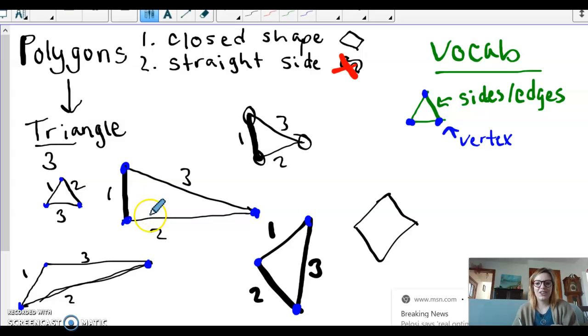Check to see if there's any other activities to go along with this, and try and look out in the real world for where you see some triangles. And make sure that all three of those sides are straight. They have three vertexes or vertices, and a closed shape with straight edges. There you go. Then you got a triangle.